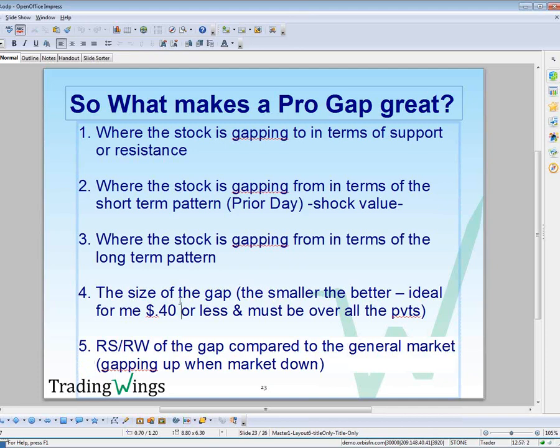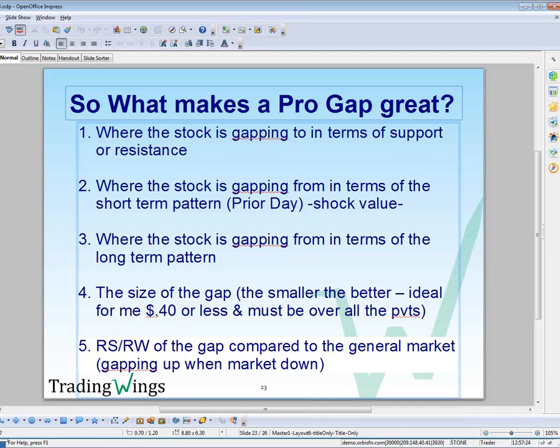So what's better, Lori, if you had to guess? If the stock is gapping up and the market's gapping down, or the stock is gapping up and the market's gapping up, what would be better? And you can say DK if you don't know. Well, actually, it's the opposite, but that's okay.